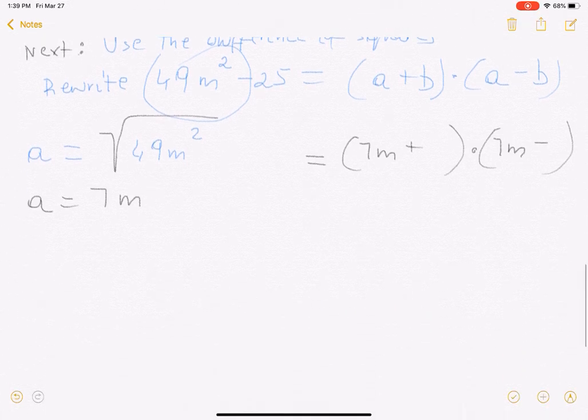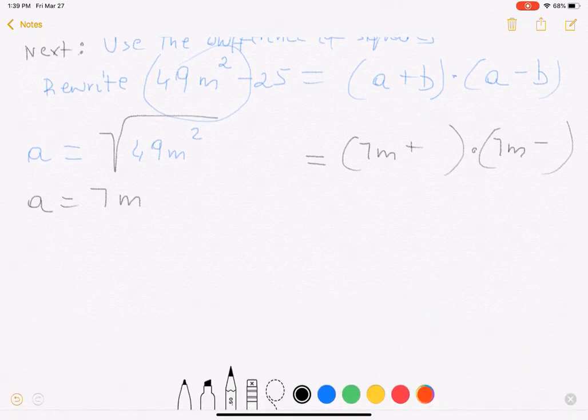Now to get b, I'm going to take 25 and of course undo the second power. We'll just take the square root of 25, which will give me 5. So I know that my b is 5. That's why the second expression will be 5, and in the second parenthesis you have minus 5.